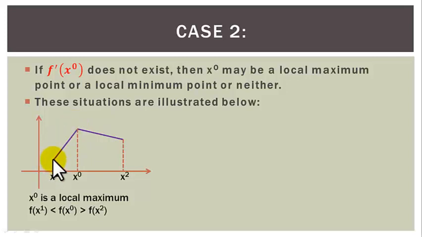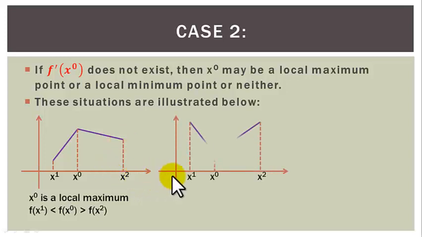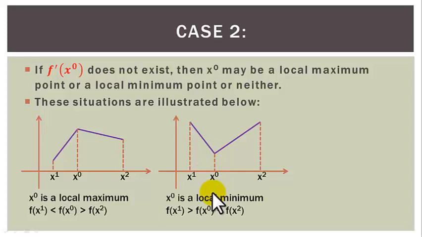Here, f of x1 is less than f of x naught, and f of x naught is greater than f of x2. Again here, the first derivative does not exist at x naught, but this point is a local minimum point. Also observe here that f of x1 is greater than f of x naught, and f of x naught is less than f of x2.